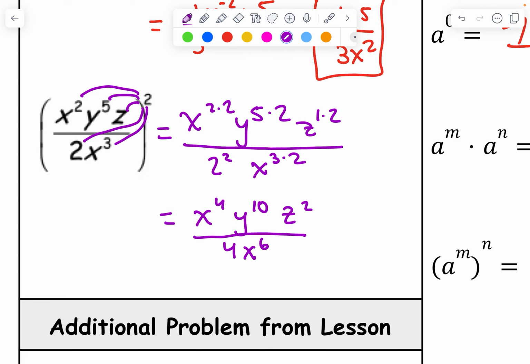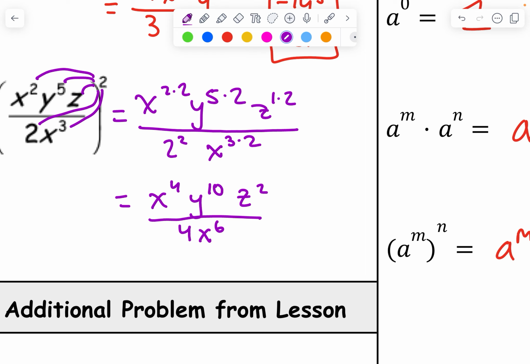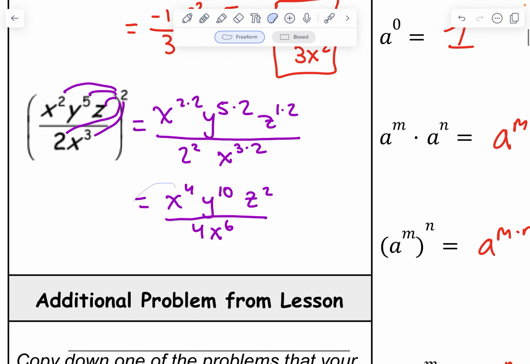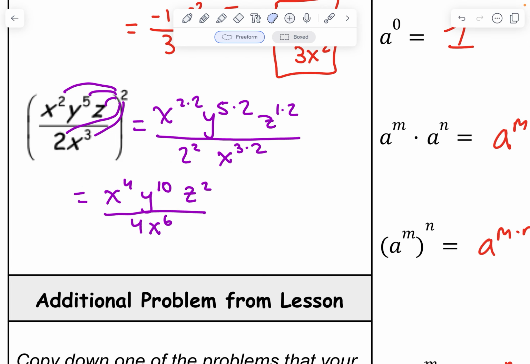And then before we can say we have a final answer, you want to check, do you have any terms that you could simplify further? And I do see 2 terms that have the same base, and so that means I can simplify them together. So remember, if we're dividing x to the 4th by x to the 6th, that means we can subtract those exponents, so x to the 4 minus 6. There's no other term with a y or a z, so everything else is going to stay the same.